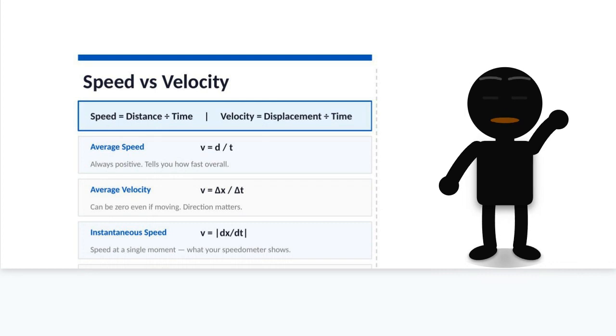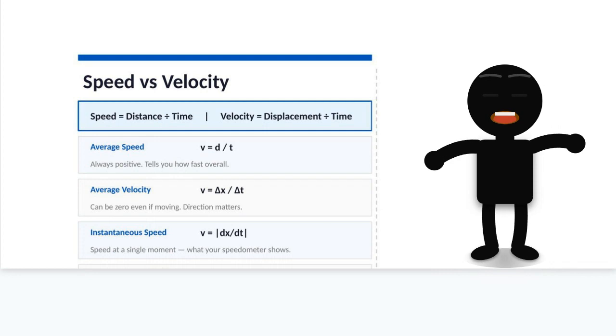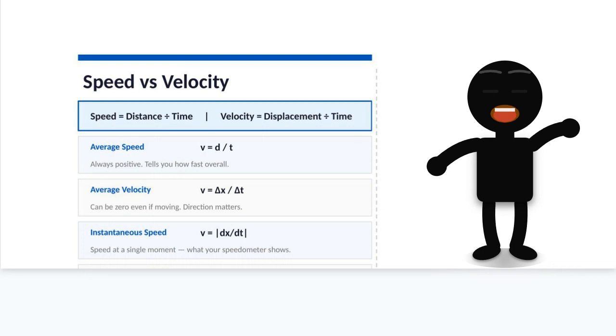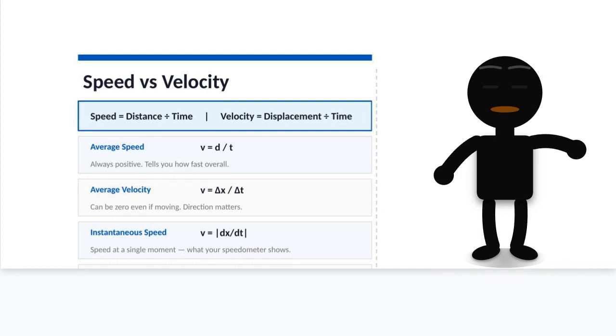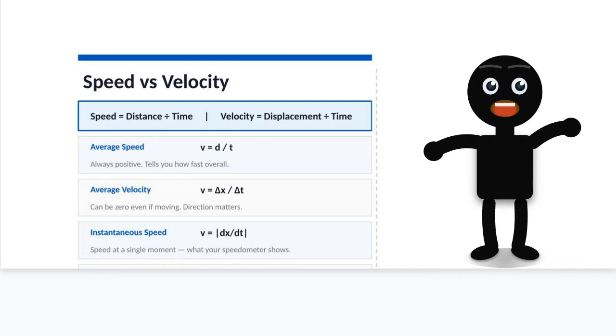Now here is something important. If an object moves in a circle at constant speed, its velocity is constantly changing even though its speed is not, because the direction is always changing. This is why circular motion involves acceleration even when the speed is constant. Also notice, average velocity can be zero even if the average speed is not. If you drive 100 kilometers to a city and 100 kilometers back in 2 hours total, your average speed is 100 kilometers per hour but your average velocity is zero.